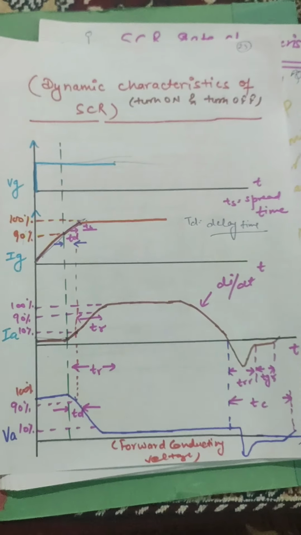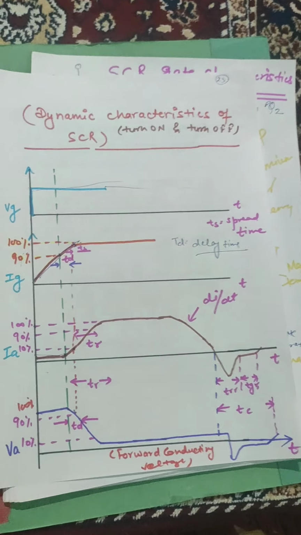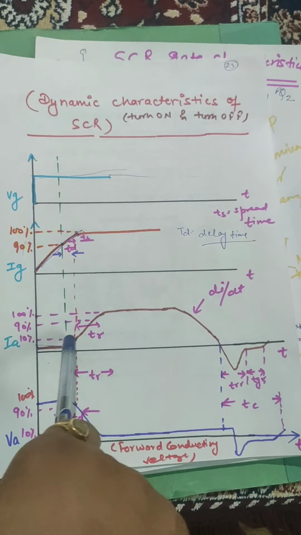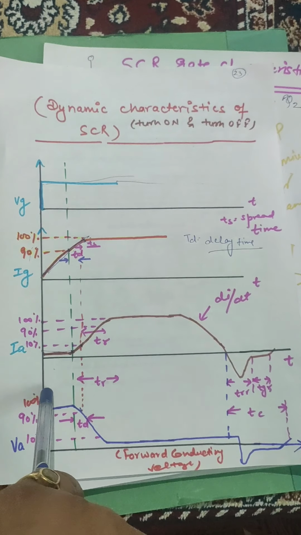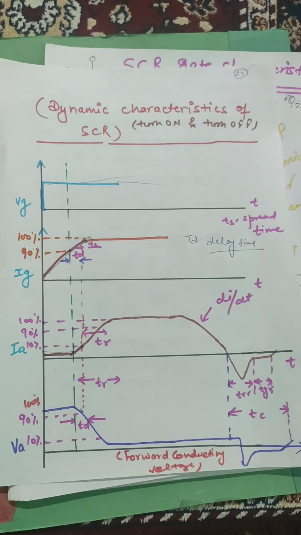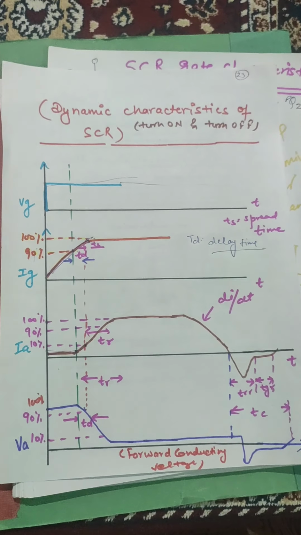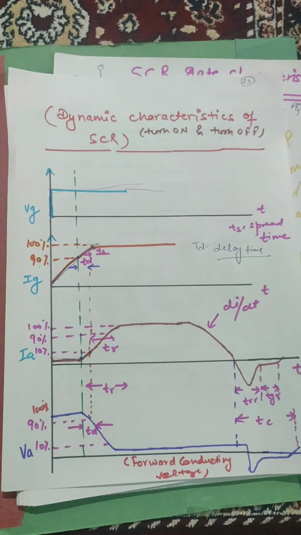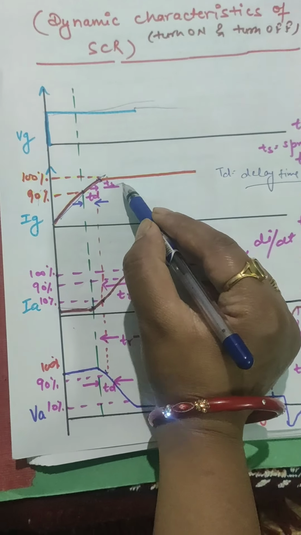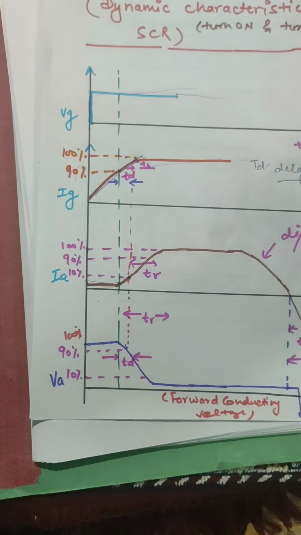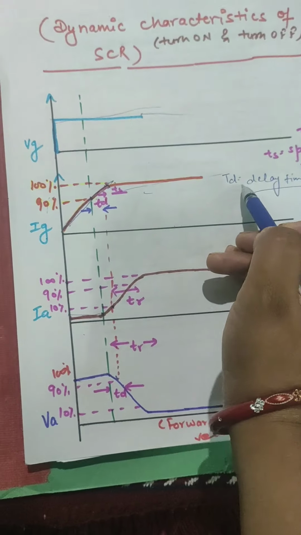Delay time, first one is gate current increases from 90 to 100%. Second, anode current increases from leakage to 10%, or anode voltage decreases from 100 to 90%. That is delay time. After gate current reaches 100%, it goes straight. Anode current is stable now after 100%. Okay, then gate current is stable now.